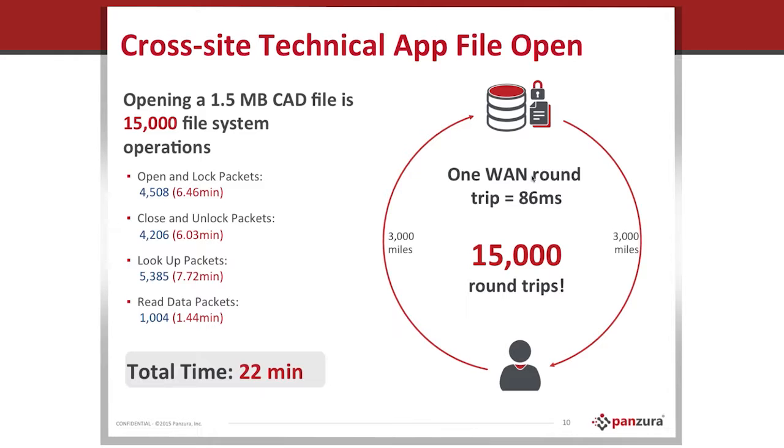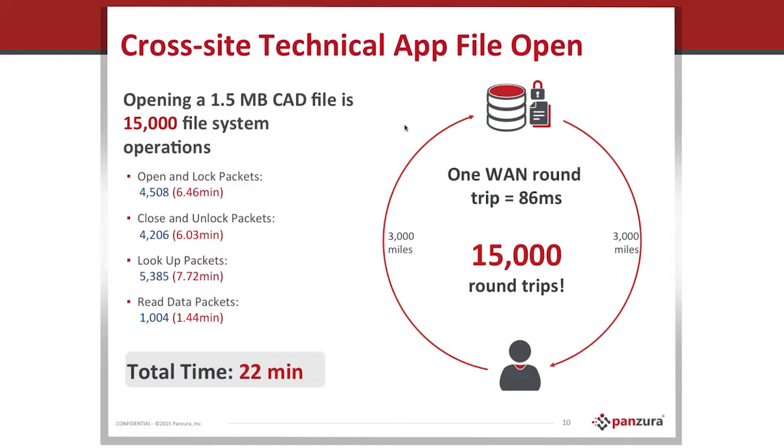So we did an experiment. This particular experiment was between San Diego, California, and Syracuse, New York. So you're basically going from corner to corner of the U.S. And it was a small CAD file, just 1.5 megabytes. We did an open on it, and we used some tools to track what happens when you open that file.